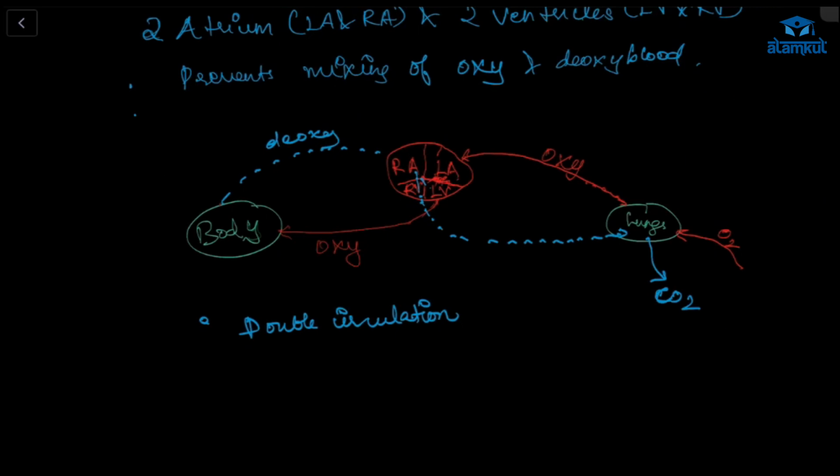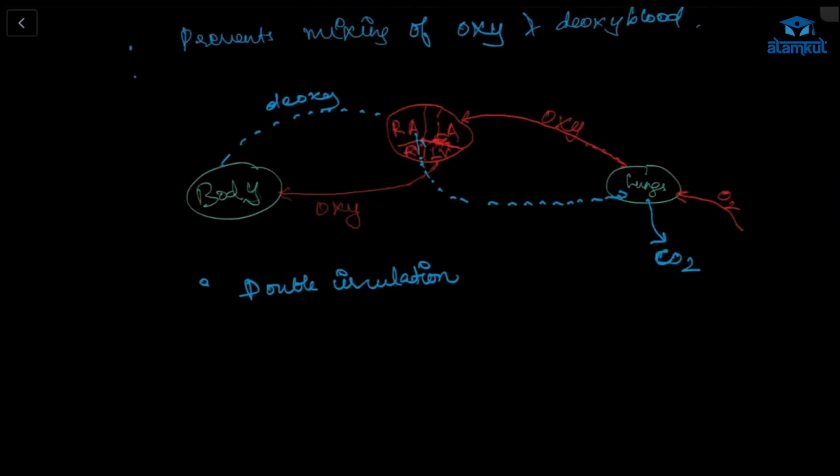Okay, ma'am, it's a loop which goes on forever. Yes, this is the cycle. This is the circulation cycle, and it is double circulation because the blood is coming into the heart twice.